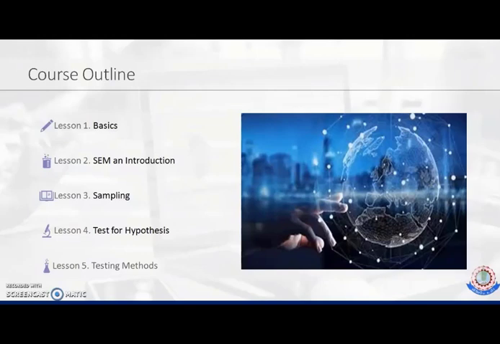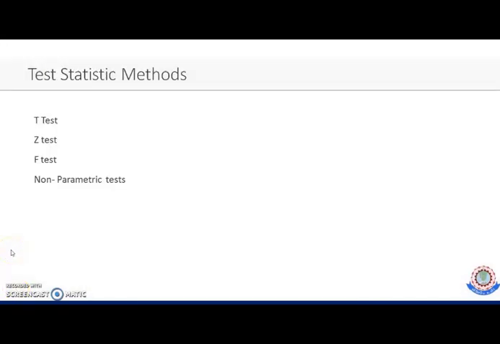SEM and introduction, its process, characteristics, and then we have focused on sampling methods, the major 5 different variants that are focused with sampling. Also we have discussed what is test for hypothesis and how various different types of testing methods can be explored with statistical modeling. We have discussed a complete view on t-test, z-test, f-test and non-parametric test.